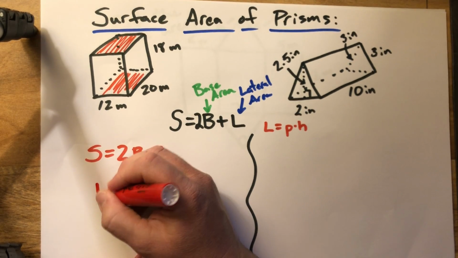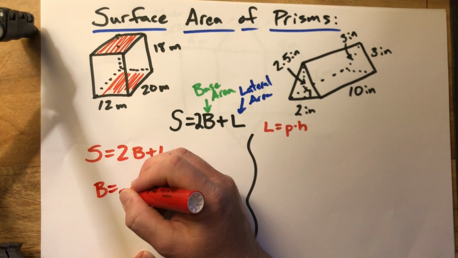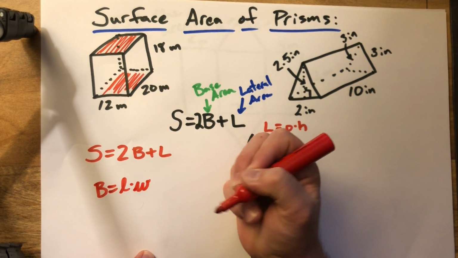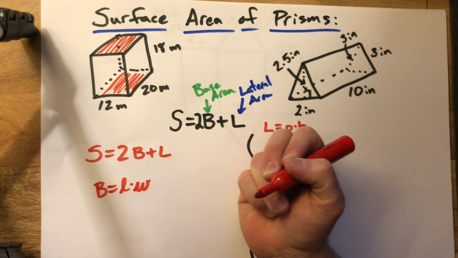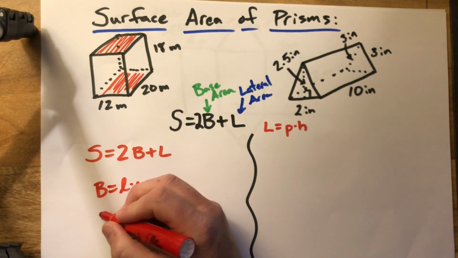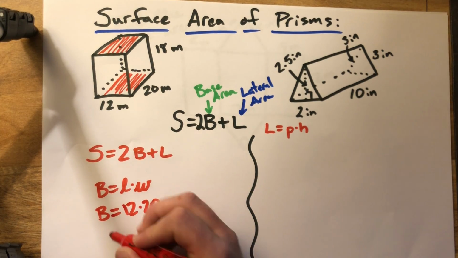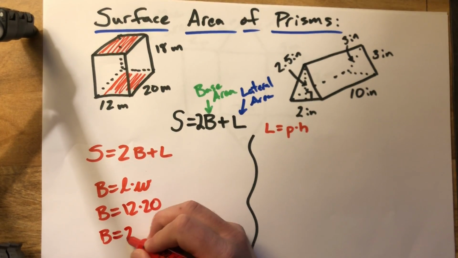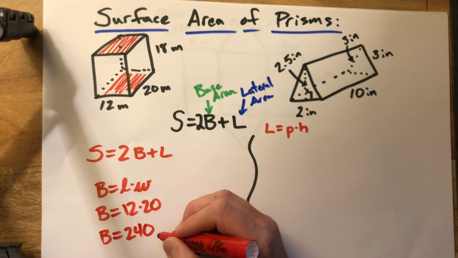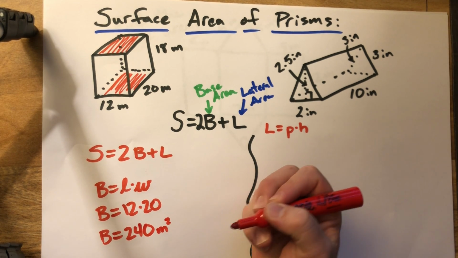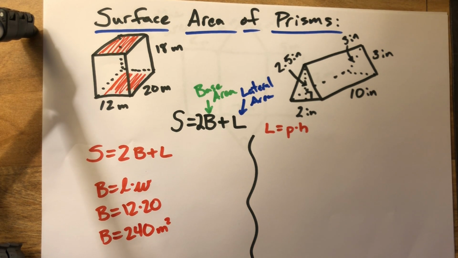So in this case, base area will equal length times width for a rectangle, 12 times 20. So capital B equals 12 times 20, or 240 meters squared. Area is always in square meters. I know your last assignment was talking about volume, but this is going to be talking about area. Volume is in cubic, area is in squared.